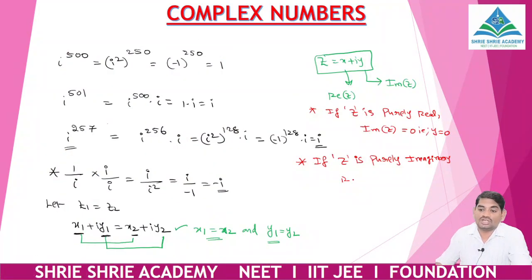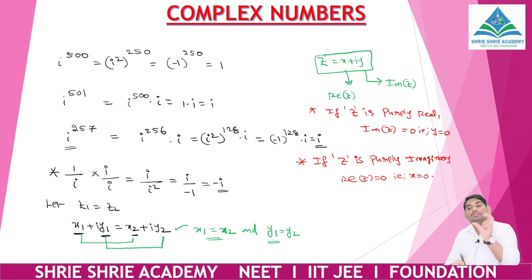The real part of z is equal to 0, which means that x is equal to 0. If z is purely real, the imaginary part of z equals 0. If z is purely imaginary, then the real part of z is equal to 0. Hope this concept is very clear.